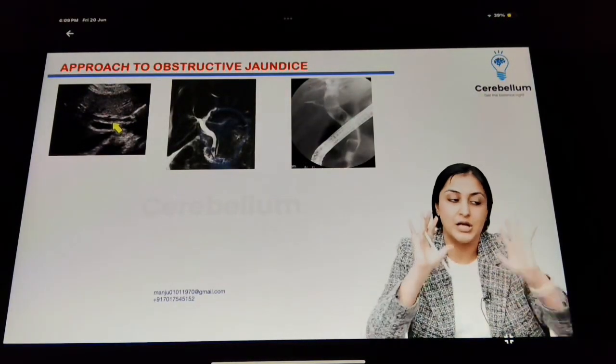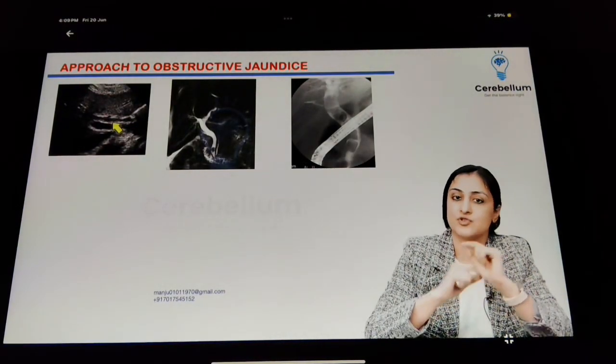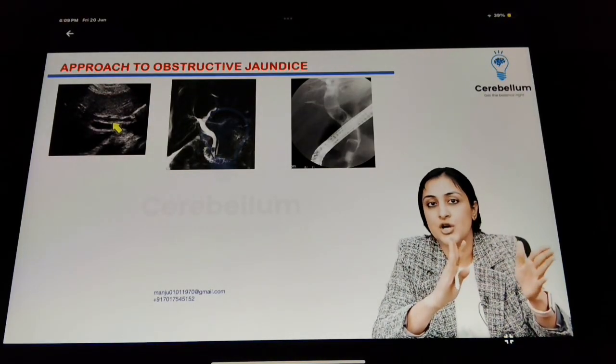Investigation of choice, ultrasound. So now we said that all stones in CT except gallstones. What about CBD stones? That's another exception. So now CBD stones, the difference comes in that ultrasound may not be very reliable.